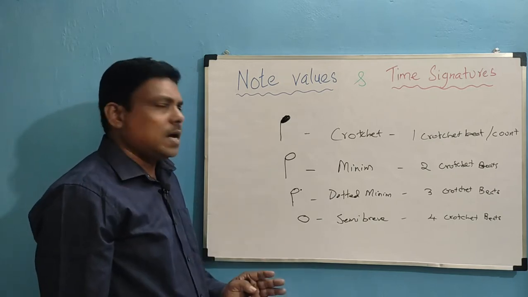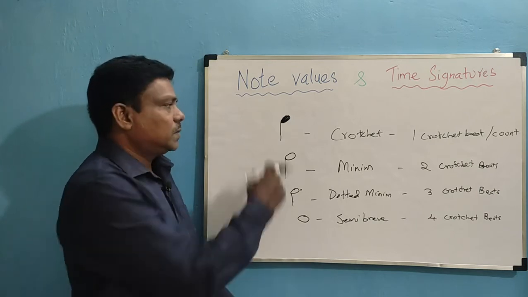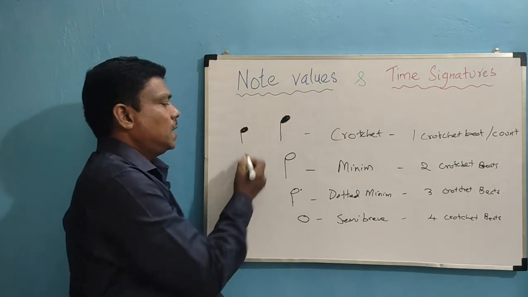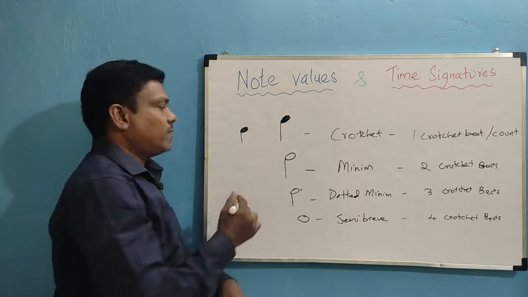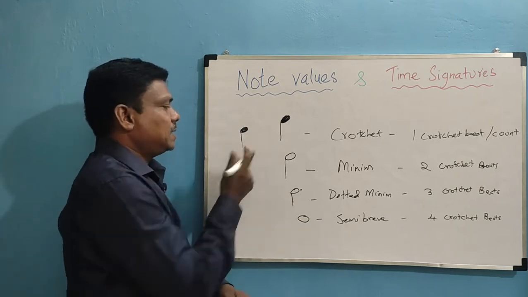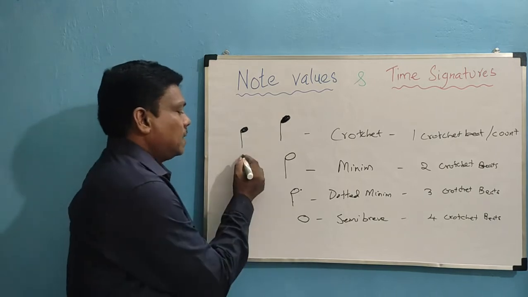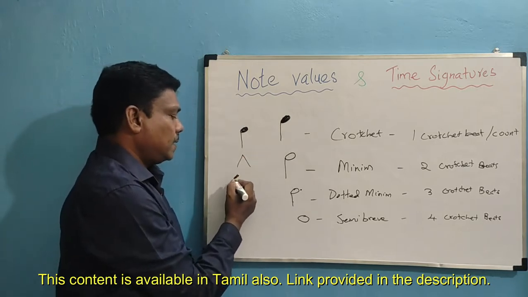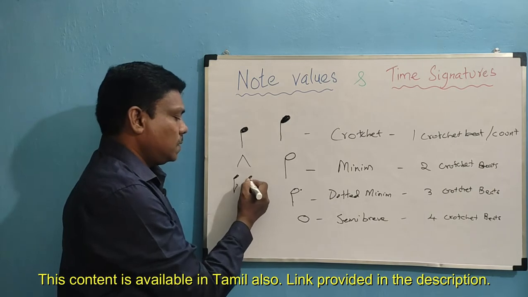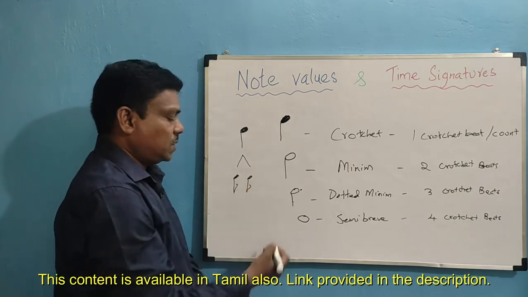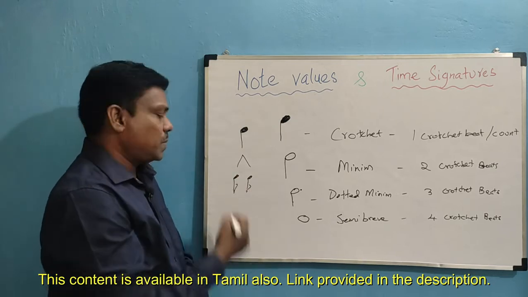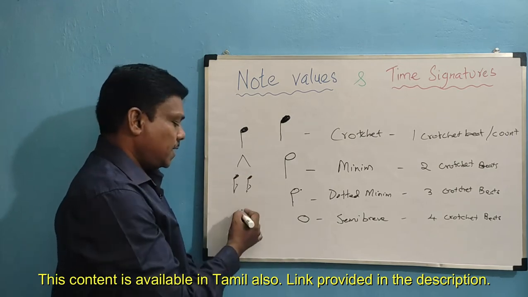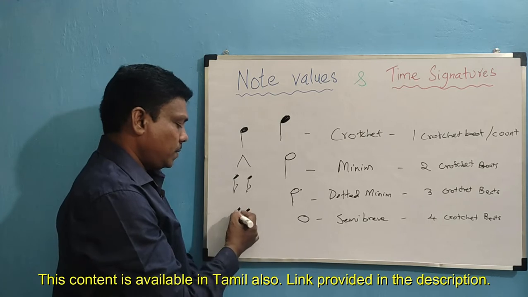Along with this, you can learn one more symbol. See, this is a crotchet beat, isn't it? I told you that this is for one count. If you split this into two halves, the crotchet beat has two parts, you'll get two halves. This is one count. If you split it into two parts, you'll get two half counts, which are called quavers. But mostly whenever you see in music, if you are getting two quavers together, it will be written like this. It will be joined together.